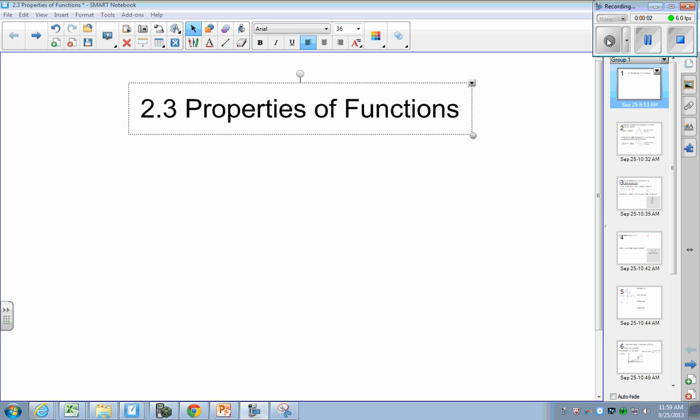Hey, Algebra. So in the past, we've been looking at functions, different types of functions, domain and range. Well, today, in this video, we're going to be talking about properties of functions. And the three things that we're going to cover are whether a function's even or odd, if it has local maximas and minimums, and the average rate of change between 2 points of a function. All right, so let's get started.